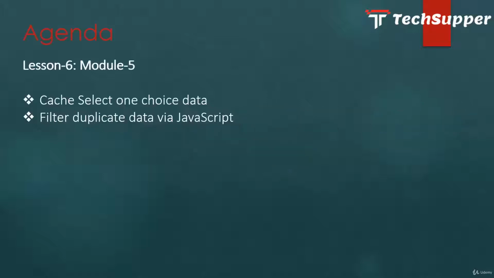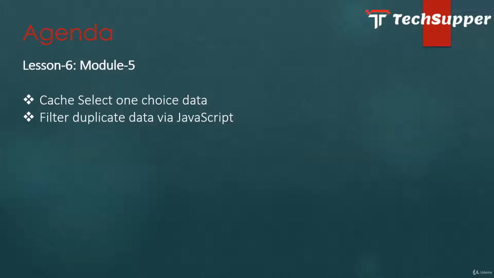Today in this lecture, we are going to look at how to cache select one choice data and how to filter duplicate data via JavaScript. First, I will create a need to cache the data for the select one choice. Then we'll show you how to resolve the problem. And then we'll also show you how to filter duplicate data via JavaScript.